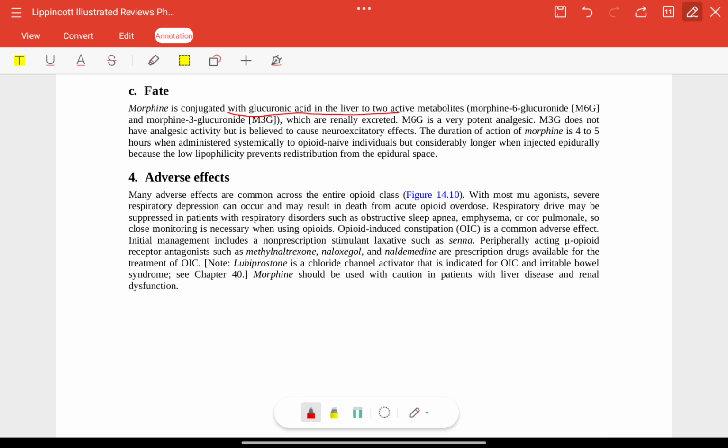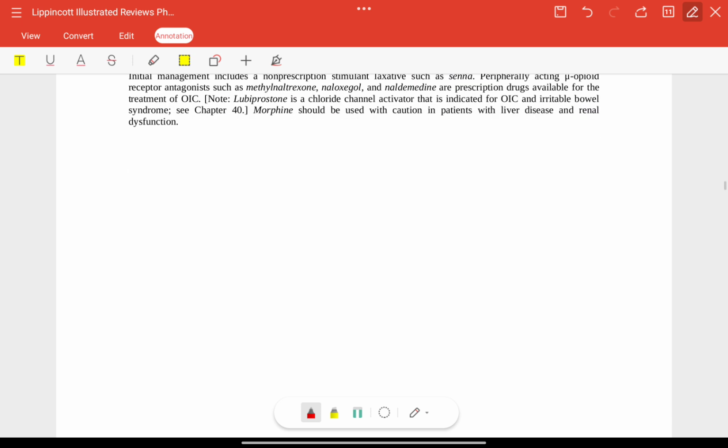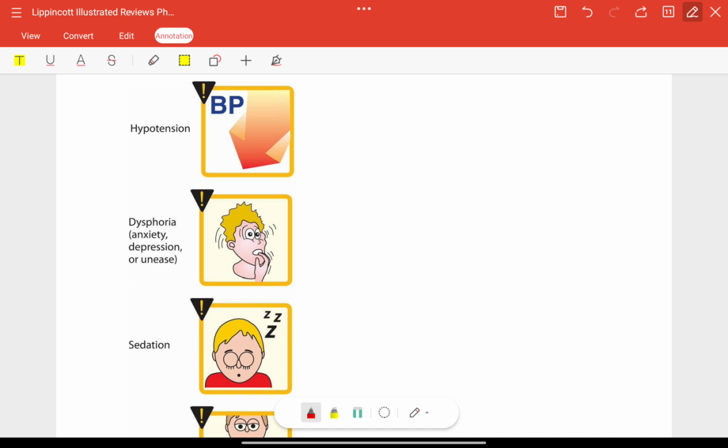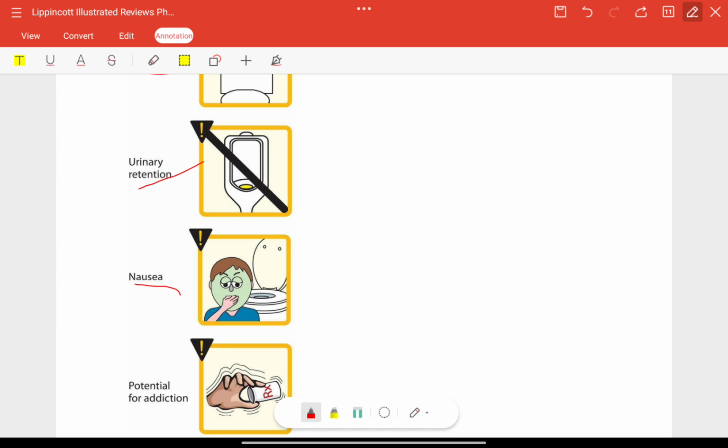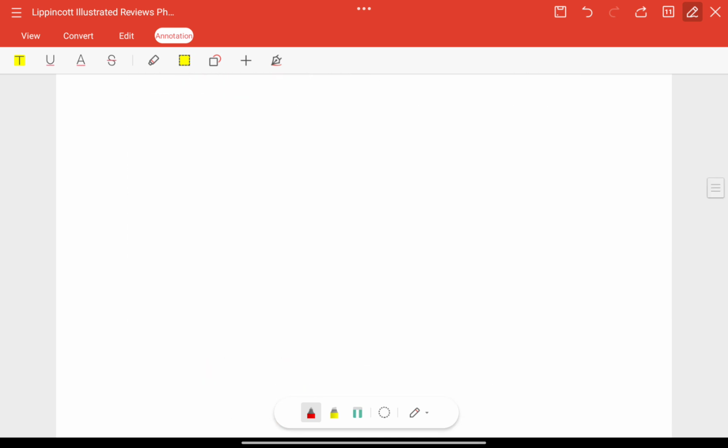Adverse effects are common: opioid-induced constipation; respiratory drive may be suppressed in patients with respiratory disorders; hypotension, dysphoria, sedation, constipation, urinary retention, nausea, and potential for addiction.